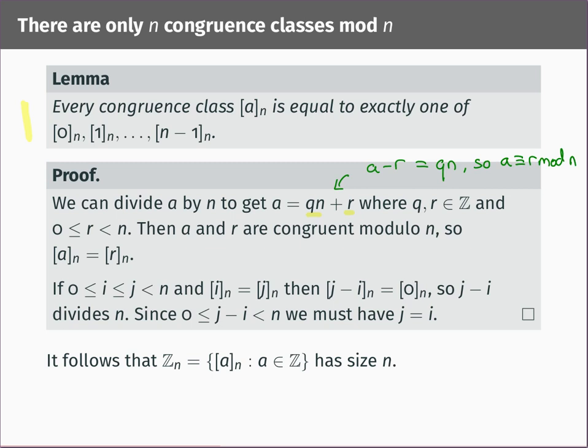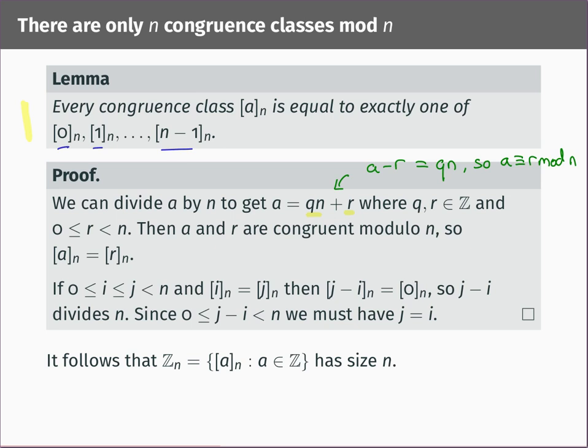Since a and r are congruent modulo n, it must be, from the lemma on the previous slide, that the two congruence classes are equal. So that means the congruence class of any integer a is equal to the congruence class of its remainder when you divide by n, and its remainder is one of these numbers, 0 or 1 or 2 up to n minus 1. So that proves that every congruence class is equal to one of those things.